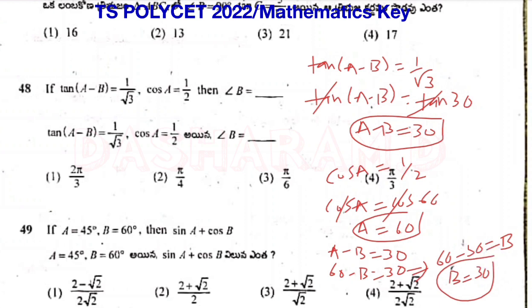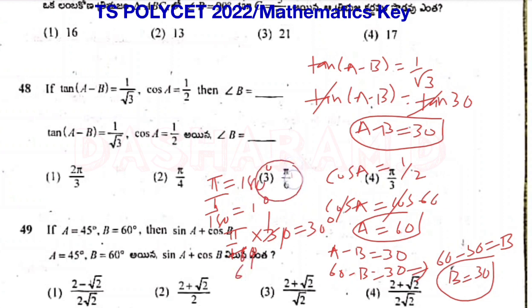But in the options, angles are given in pi. Actually pi means 180 degrees. Okay, then 30 degrees equals how much? So pi by 180 equals 1 degree. Pi by 180 into 30 equals 30 degrees. So the zeros cancel, 3 ones are 3, 3 sixes are 18, so pi by 6. Option 3 is correct.